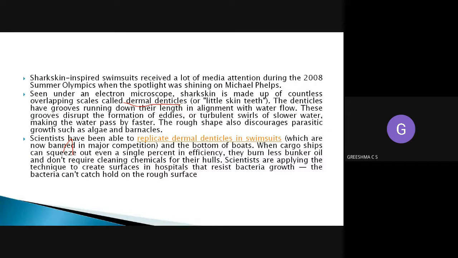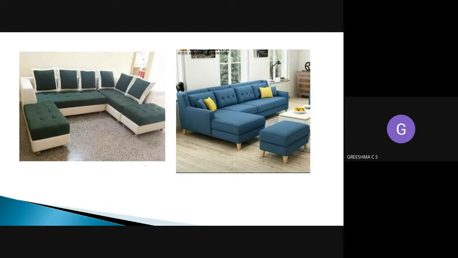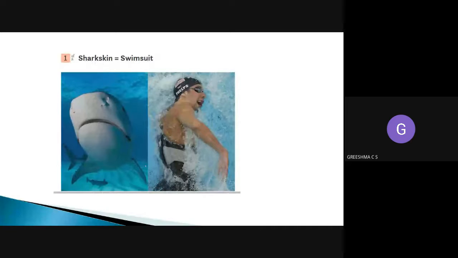If you apply similar denticles to the bottom of boats also, the boat will be able to break the water currents, move faster and go a long distance. And if you replicate these denticles in your swimsuit, you can swim very fast. This was used in the 2008 Summer Olympics, but now this swimsuit is banned, and all the competitions, like all the games, have banned these models.